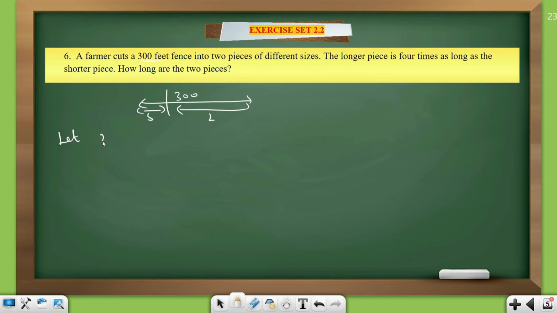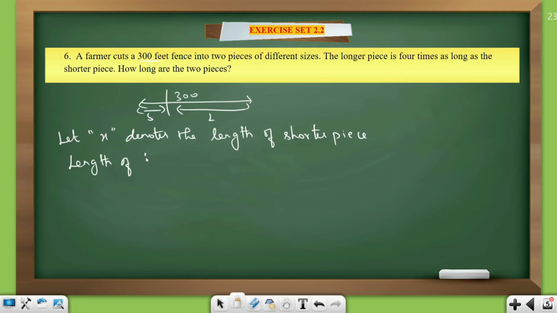So we have to consider our x value as the shorter piece, so that we are able to convey the value of the longer piece in terms of the shorter piece. So x denotes the length of the shorter piece. Okay, so from the clue it is clear that the length of the longer piece must be 4 times x.